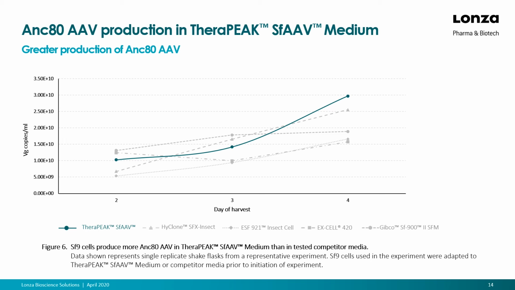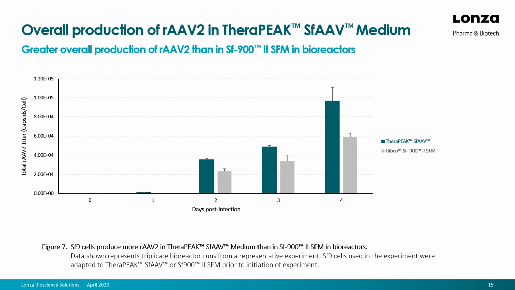In a subsequent experiment, we evaluated the production of another serotype, AAV serotype 2, this time in a 1 liter bioreactor. We compared TheraPEAK SfAAV medium to SF902 from Thermo Fisher Scientific. For this experiment, 1 million cells were infected at the same MOI and incubated for 4 days. Post-infection, the bioreactor was sampled daily for AAV serotype 2 production through day 4.